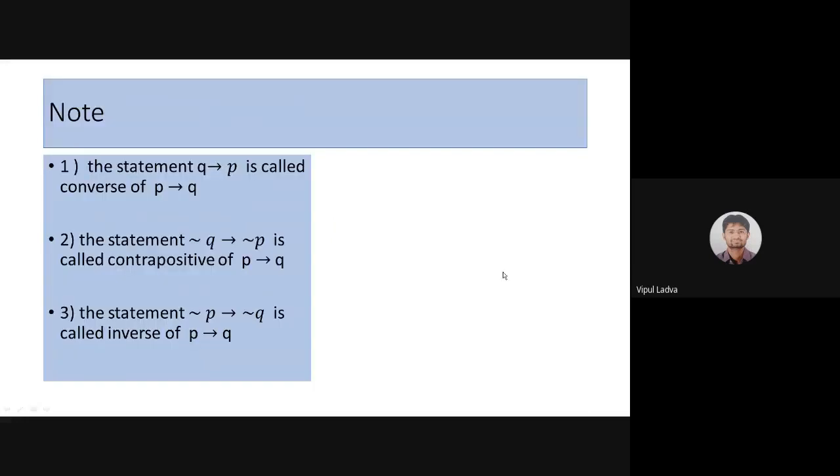रुक जाइए. Yes, go through this once. The statement Q then P is called the converse of P then Q. Converse अगर कोई आपसे पूछे, what is the converse of P to Q? P then Q, इसका converse क्या है? Then it will be Q to P.